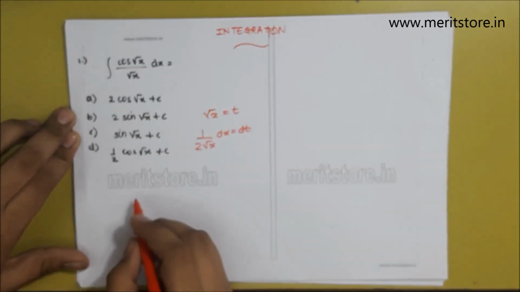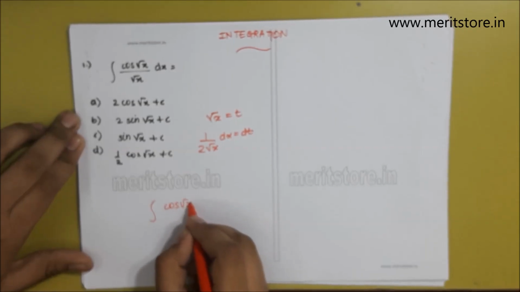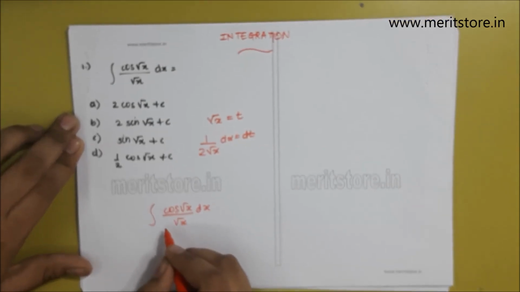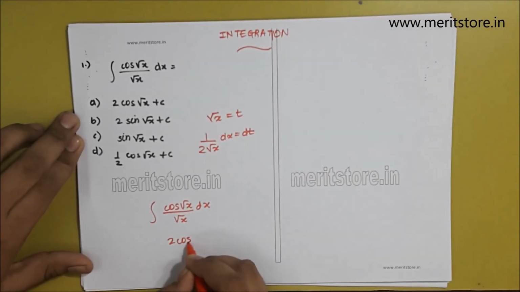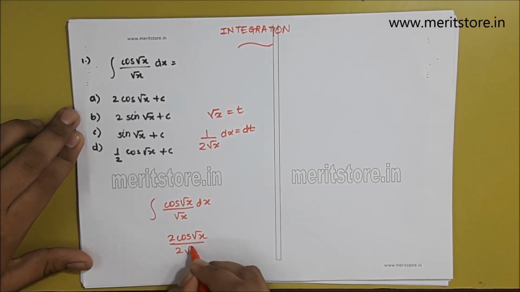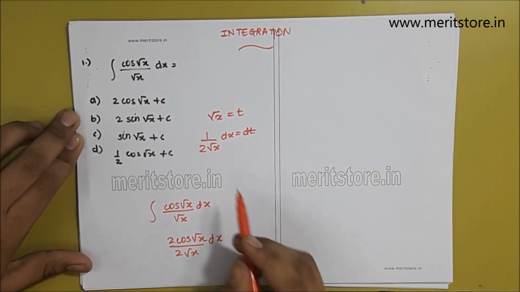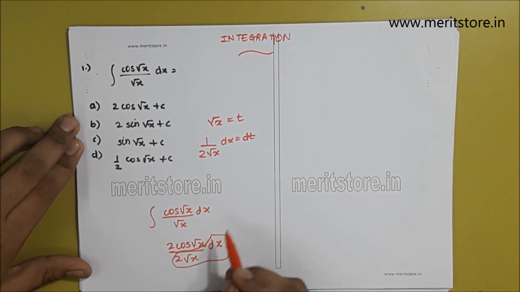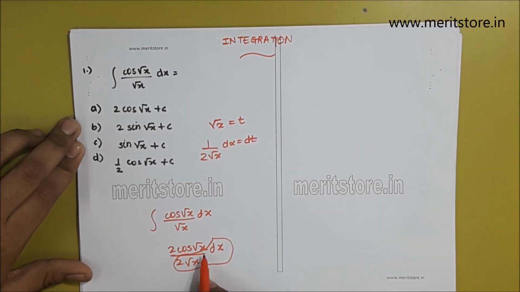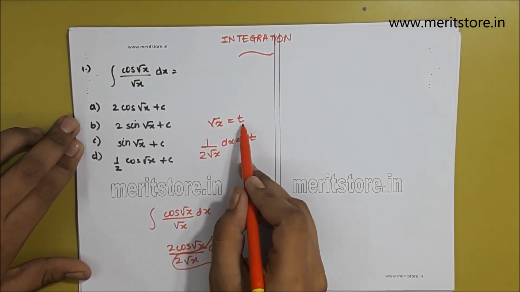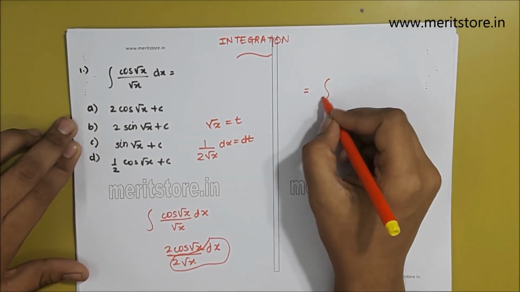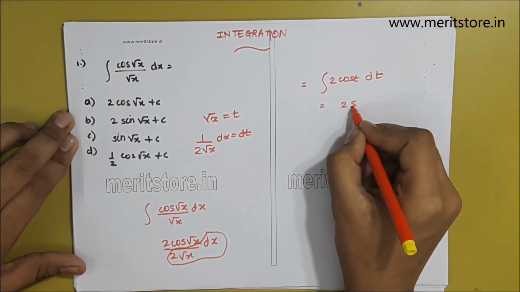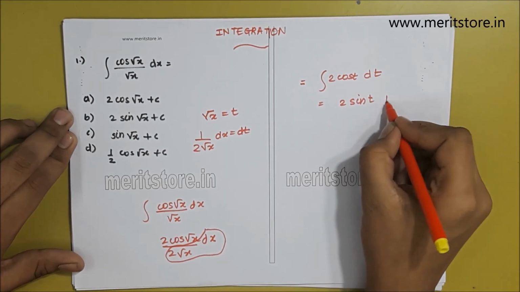Now the question which we have, that is cos root x upon root x into dx, multiplying numerator and denominator by 2, what we get is 2 cos root x upon 2 root x dx. Now in this question, 1 upon 2 root x dx, instead of this I can substitute dt, and in cos root x, instead of root x I can substitute t. So what I get is integration of 2 cos t dt, which is nothing but 2 sin t plus c.